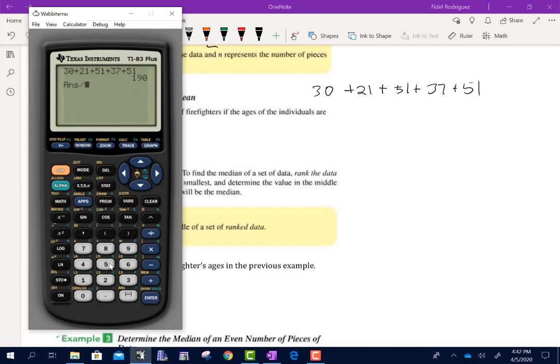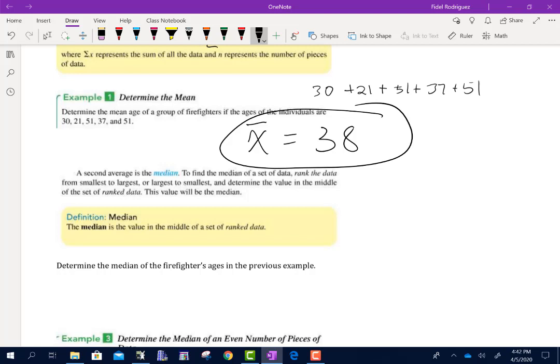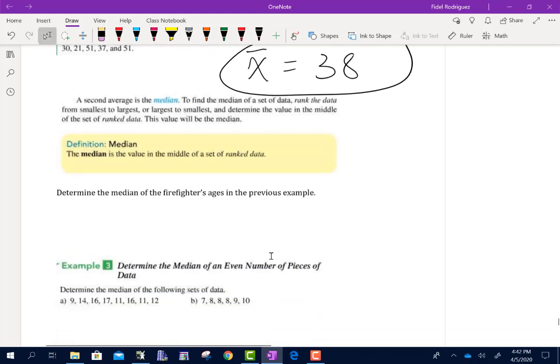And I'm going to divide it by 5 because there were 5 pieces, right? 1, 2, 3, 4, 5. And when we do that, we come up with 38. Okay, so we can just say the mean, X bar, is 38. That's all the mean is telling me, right? It's just the average. And the only thing that's new is that we're going to use that little symbol X bar.